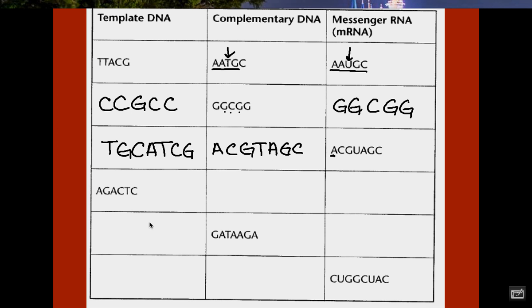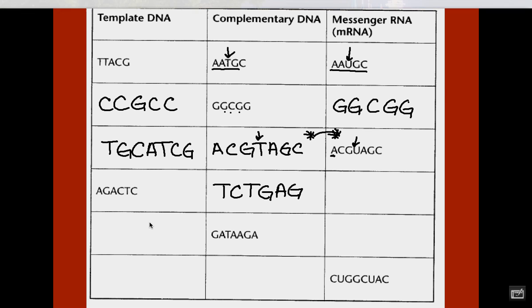So again, these two here are the same except for that. So hopefully you're seeing that. Next one, we have the template. So let's create the complementary. That would be T, C, T, G, A, G. And then let's create the messenger RNA, which would be U, C, U, G, A, G.